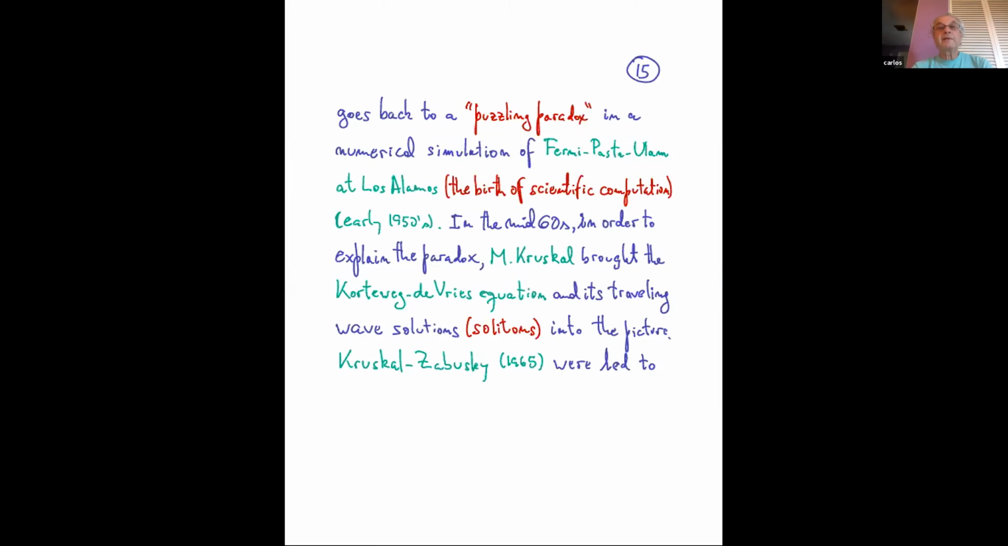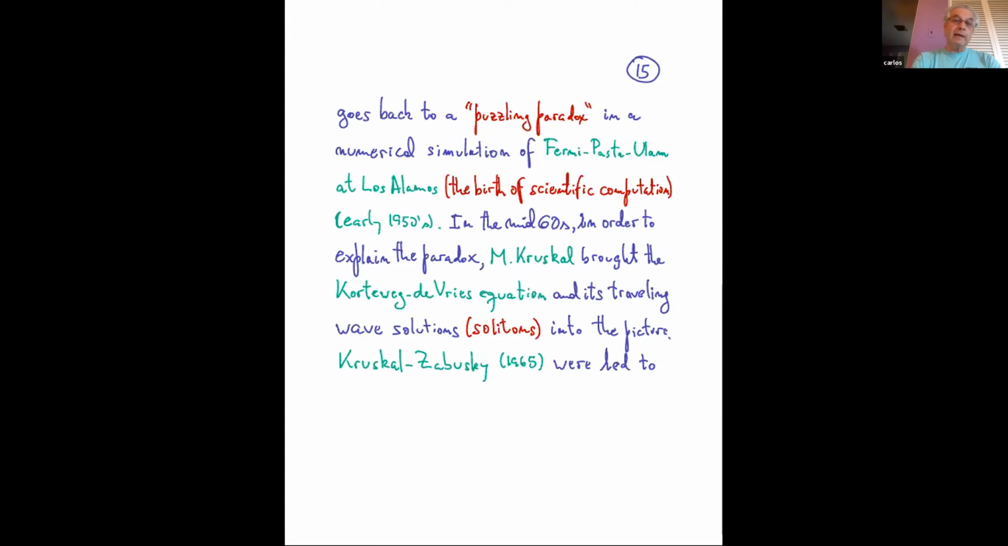In the mid-1960s, so this is more than 10 years later, nobody understood why this paradox had taken place until Martin Kruskal brought the Korteweg-de Vries equation into the picture, and the fact that it has traveling wave solutions, which is something, of course, that goes back to the 19th century when Russell discovered the solitons for the Korteweg-de Vries equation in a channel in Scotland.